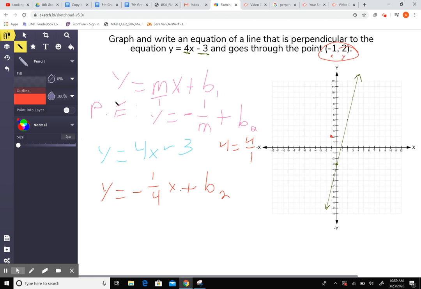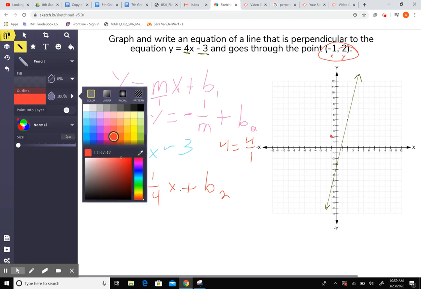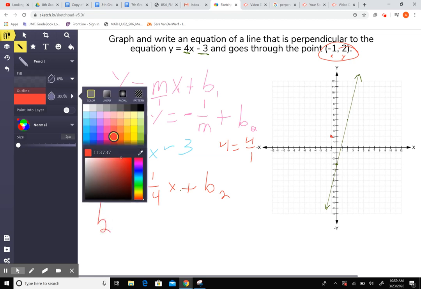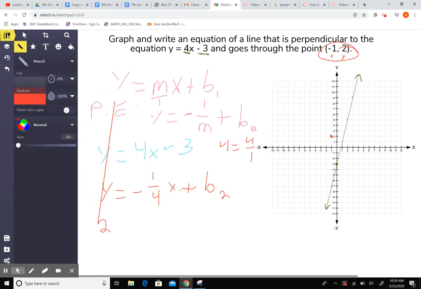So I'm going to plug in 2 for y. I don't know why that switched to red again. I picked purple. There we go, so ignore that. I have 2 equals negative 1/4, and now x is negative 1, remember, so I'm going to go times negative 1 and then plus b2. Now I have to solve for b2.